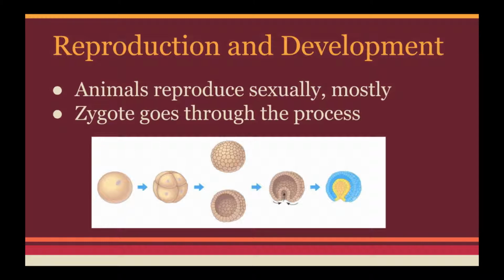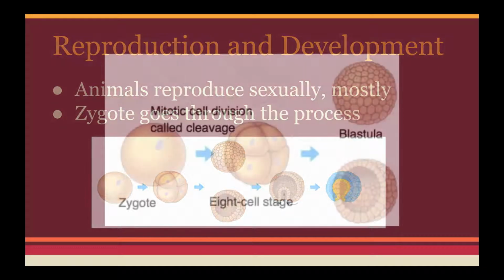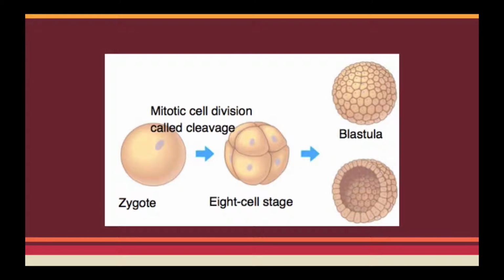Most animals reproduce sexually, and the zygote goes through a certain process during the embryonic development. The zygote first undergoes cleavage, a process of successive cellular divisions without any growth. Then it turns into blastula, a stage where it is multicellular. Inside the blastula, it is hollow.